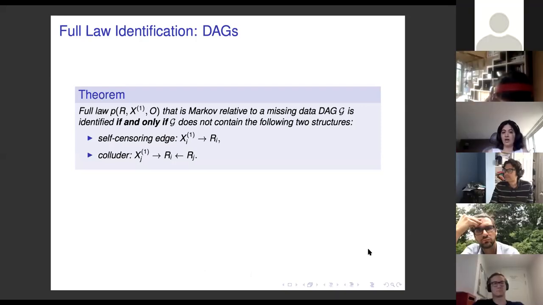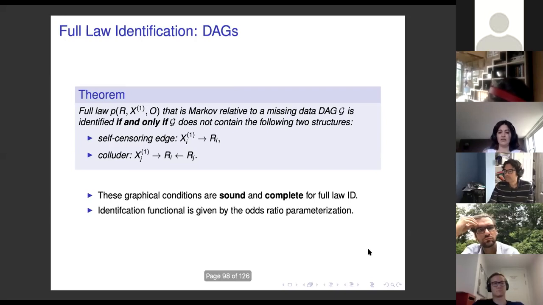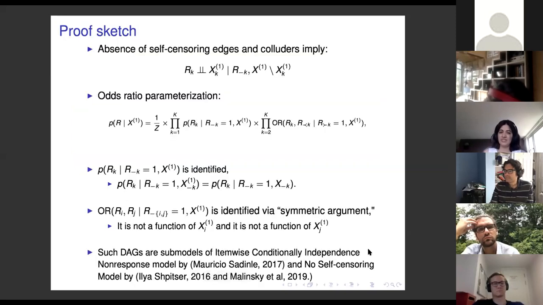In other words, the full law, that is Markov relative to a missing data DAG, is identified if and only if there is no self-censoring edge and there is no cluder. So we prove that this result is sound and complete. And the identification functionals are given by the odds ratio parameterization. I'm going to go over the proof sketch very quickly because I think it's very cute.